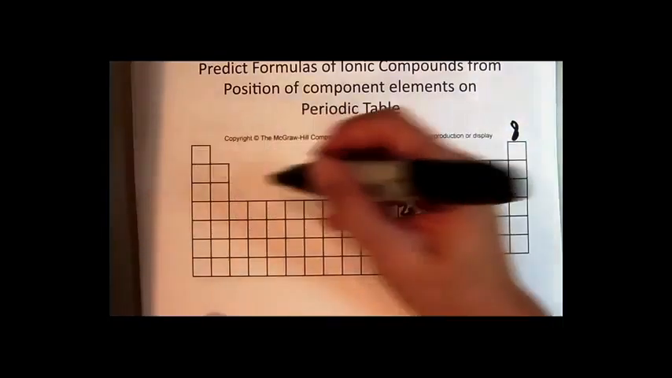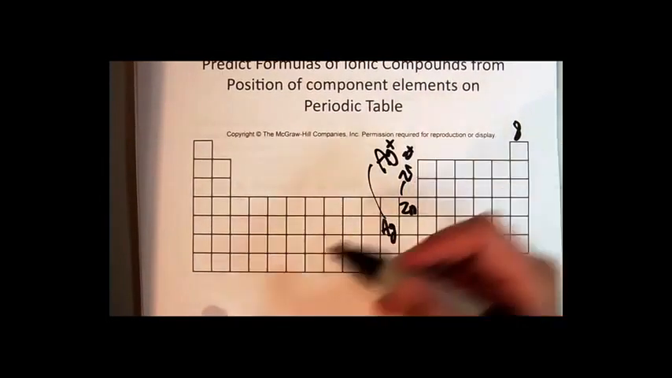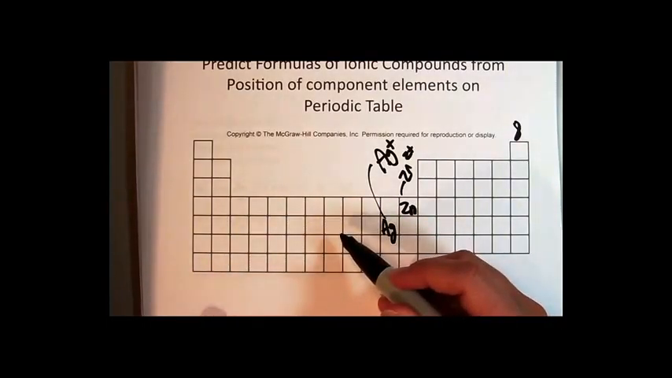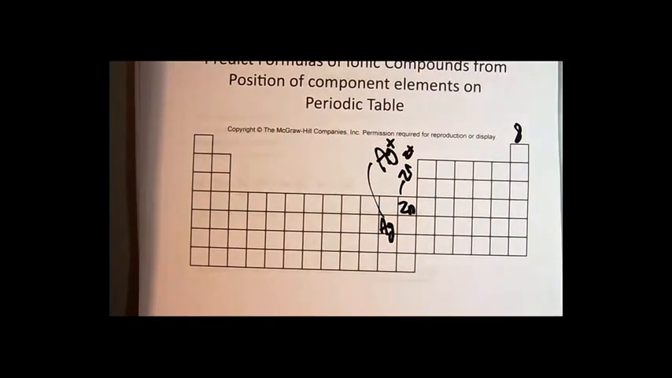All the other metals from groups 1, 2, and 3, you can predict. The rest of the transition metals, we'll have to use a Roman numeral to decide. And as you work through your worksheets, this will become more clear. Okay? All right, one more thing here.